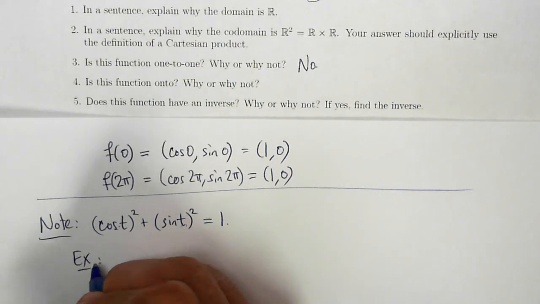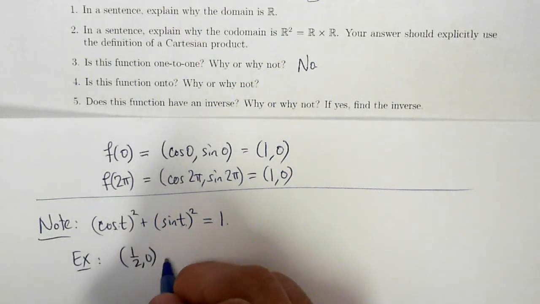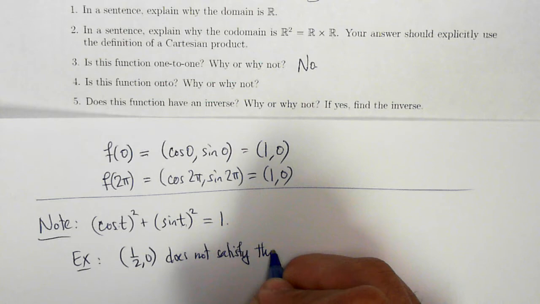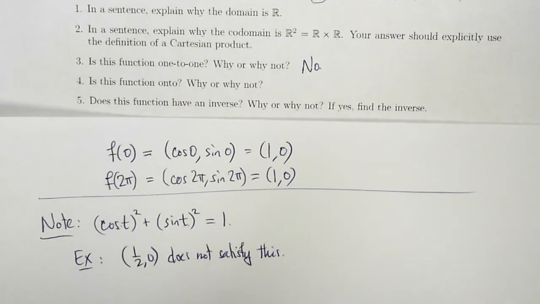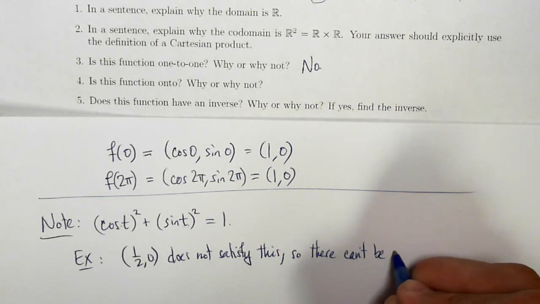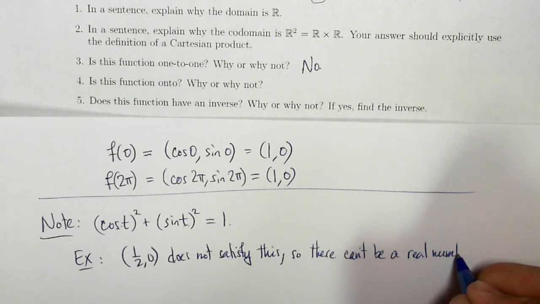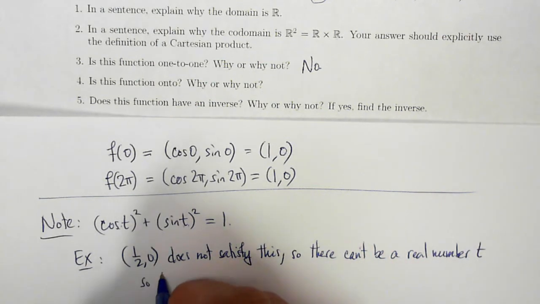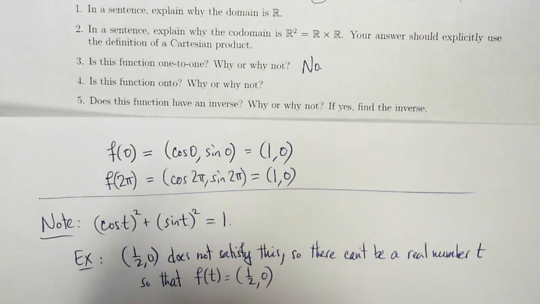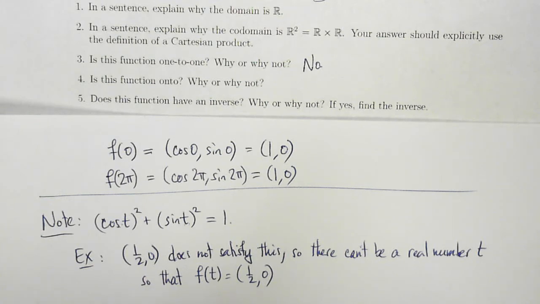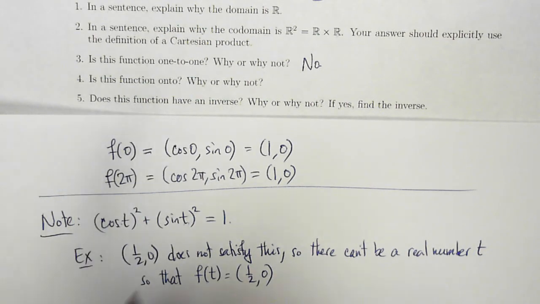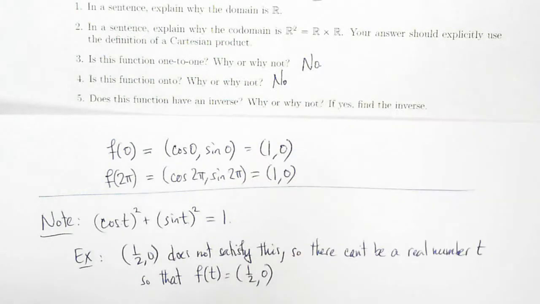So for example, (1/2, 0) does not satisfy this. If you take a half squared plus 0 squared, that's not equal to 1. So there can't be a real number t so that f(t) is equal to (1/2, 0). And so the function is not onto. So the answer for 4 is no, it's not onto.